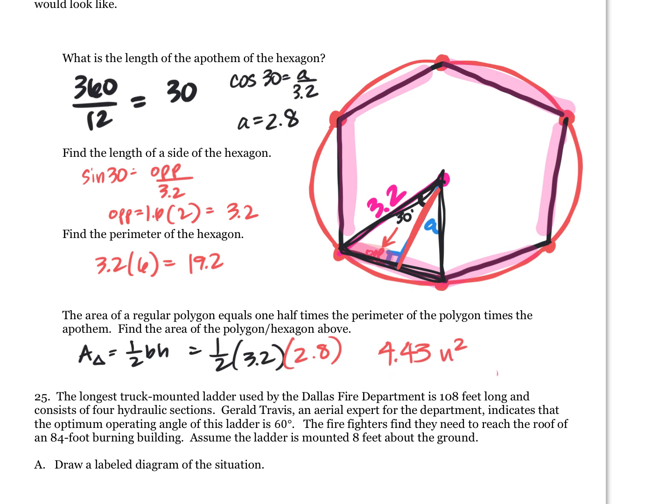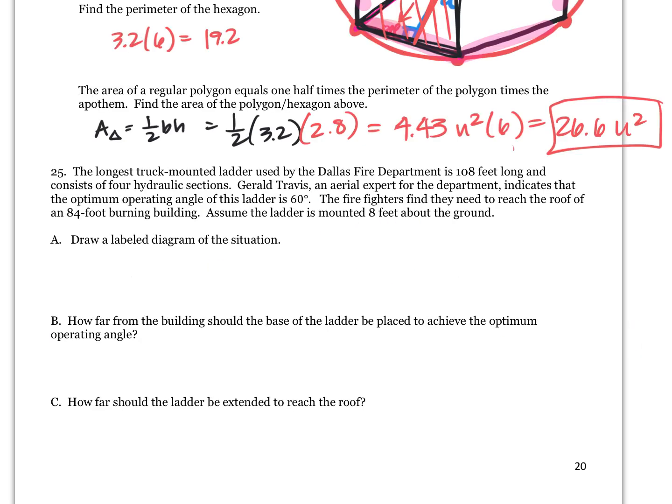Oopsies. That's just one triangle. How many of those big triangles do we have? 6 of them. My bad. So then we're going to take that answer that we had right here, 4.43 times 6. Do we get 26.6? Good job, guys.